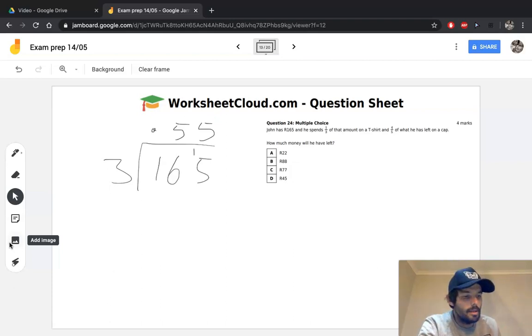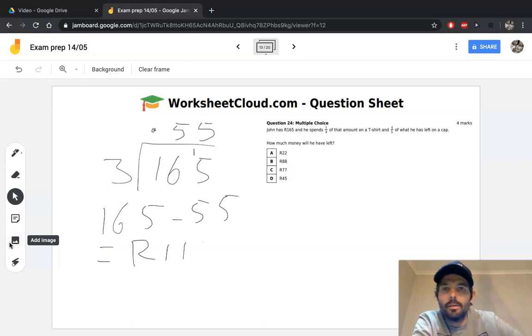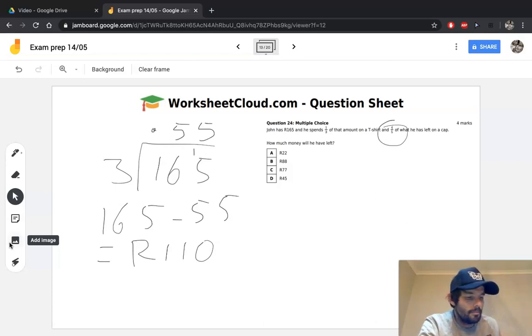That means he's got 165 minus 55 Rand left to spend on anything else. So he decides to spend 4/5 of 110 Rand on a cap. So how much is 4/5 of 110? The word 'of' means multiply.